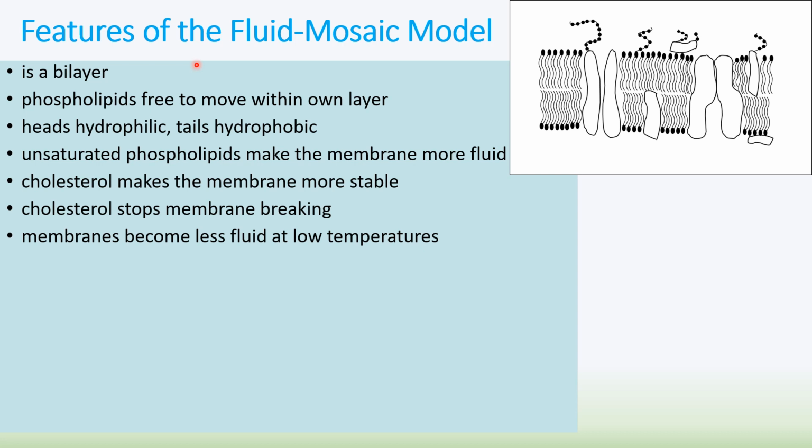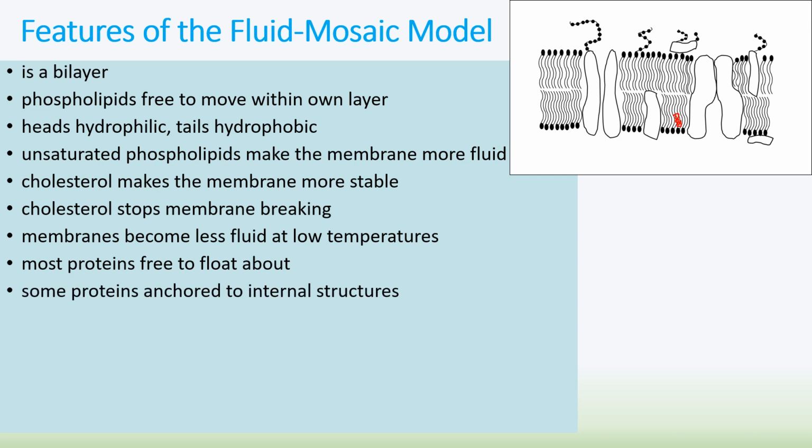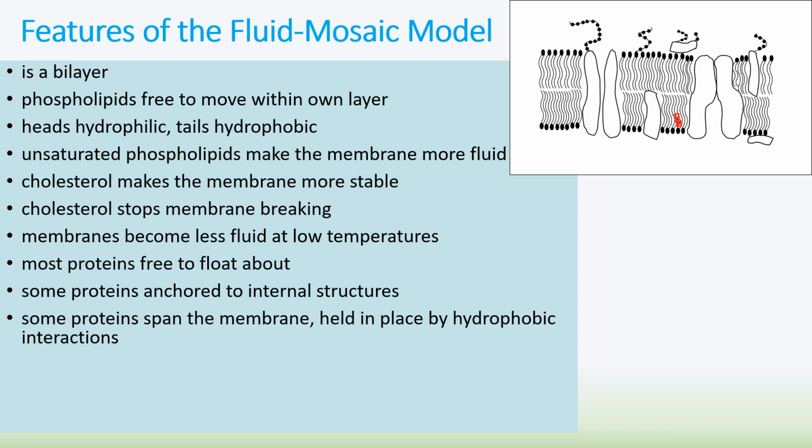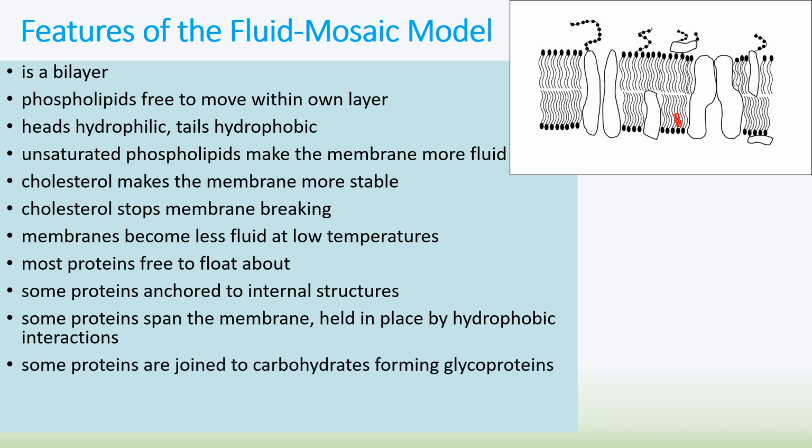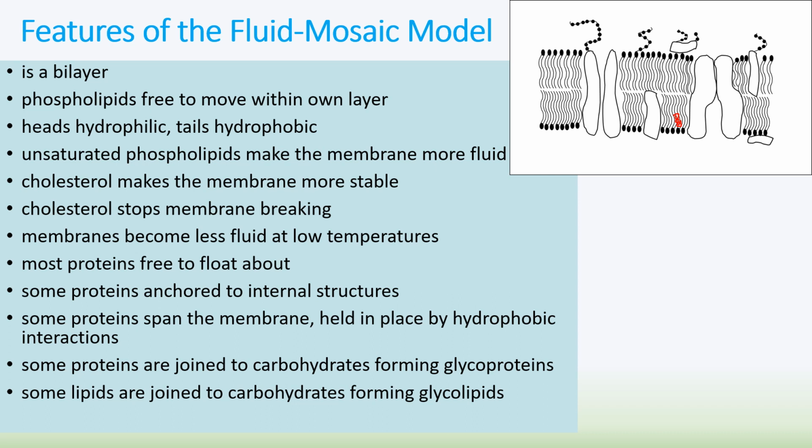And in this diagram there isn't really any cholesterol, so just to show you, the cholesterol, as we've talked about in a previous video, is 4 carbon rings, so it would appear between the phospholipid tails in the membrane. Membranes become less fluid at low temperatures. Most proteins are free to float about, but some proteins are anchored in by internal structures such as actin. Some proteins span the membrane and are held in place by the hydrophobic interactions that they have with the hydrophobic tails. Some proteins are joined to carbohydrates forming glycoproteins, and some lipids are joined to carbohydrates forming glycolipids.